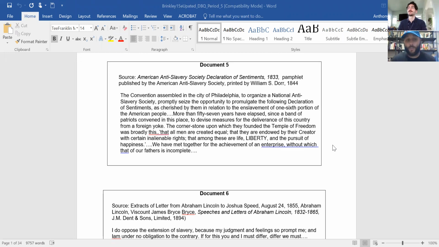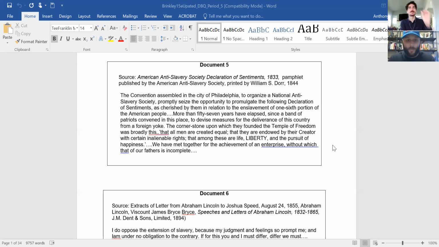Yes, absolutely. And really, looking at document 5, this is a very obscure document to me. Honestly, off the top of my head, I don't even know this document. Because your brain goes Elizabeth Cady Stanton for the Declaration of Sentiments, but it's the Anti-Slavery Society Declaration of Sentiments. And William Dorr doesn't ring any bells. So I would say they're talking about an anti-slavery society, so you have to imagine this would be an abolitionist sentiment.